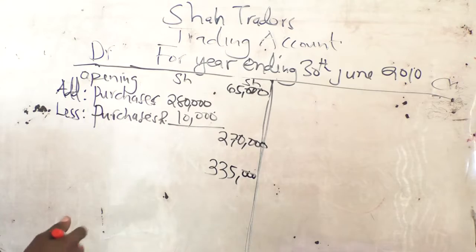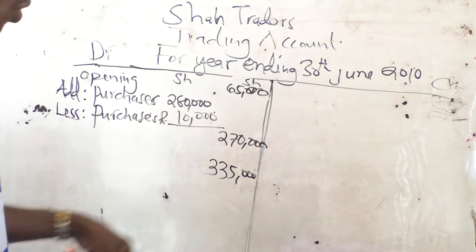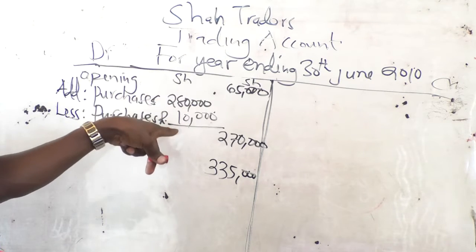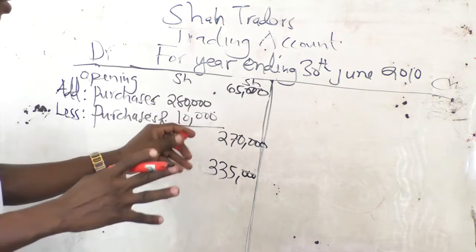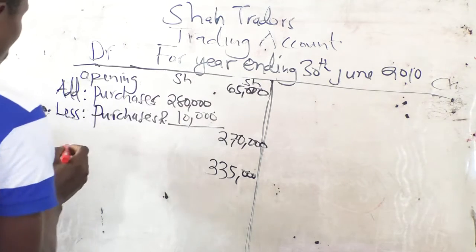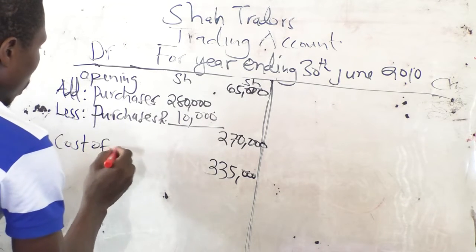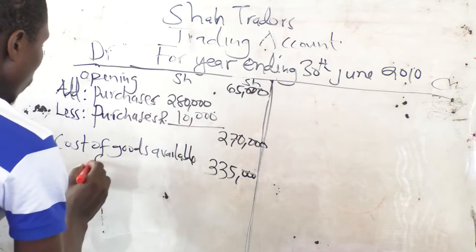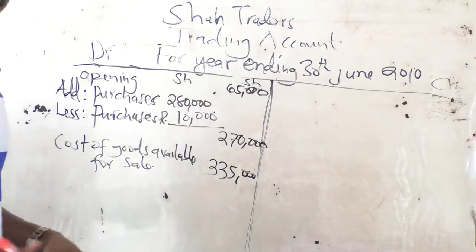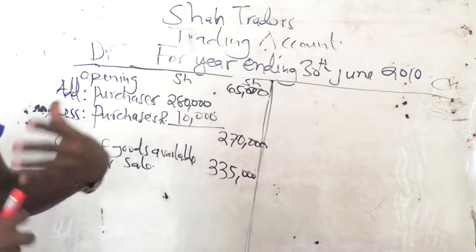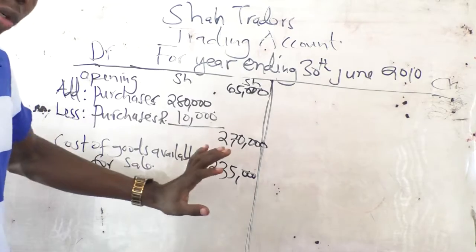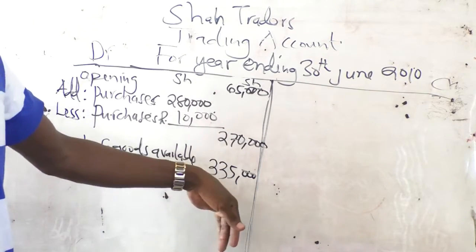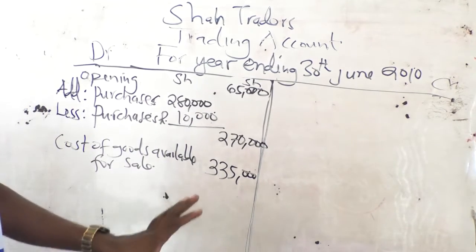Yes, 335,000. So this one is known as cost of goods. You see, opening stock plus adding the purchases, then subtracting the returns. So what we have calculated is known as cost of goods available for sale. Meaning that when these people had acquired goods that they were ready to sell, if you add the total after subtracting what was returned, the total goods available for sale was 335,000 that was available in the business.